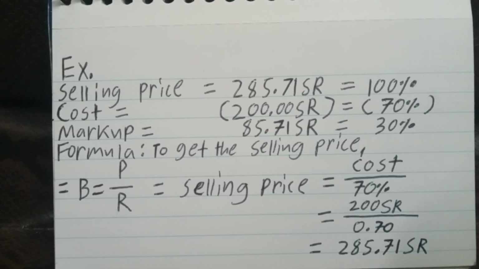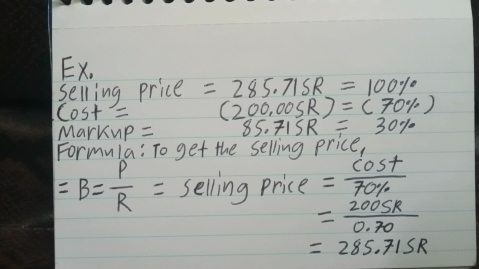So shall we try another example, guys? Let's say I, the trader or seller, want a 30% markup based on selling price. If I deduct 30% from 100%, I get my cost as a rate of selling price, which equals 70%, so that I can determine my selling price.